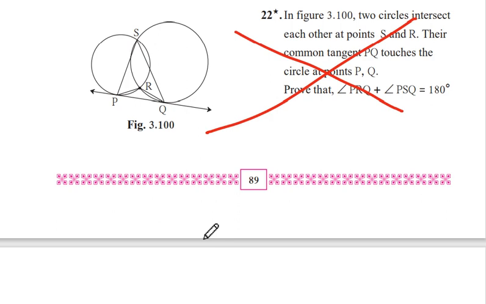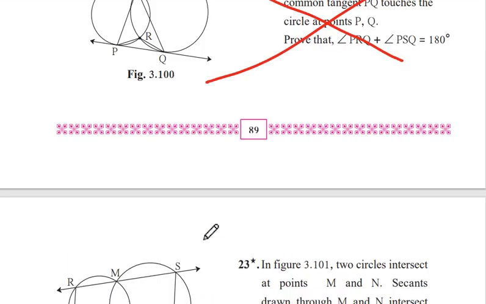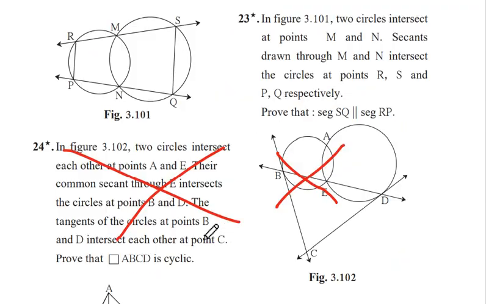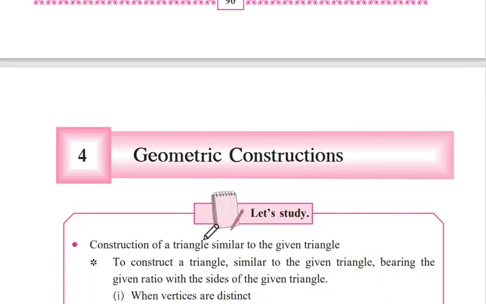Then page number 89, 22. So these are the sums that have been reduced in the Circle chapter. Page number 89, we have done, that is 22. Then page number 90, number 24 has been reduced.